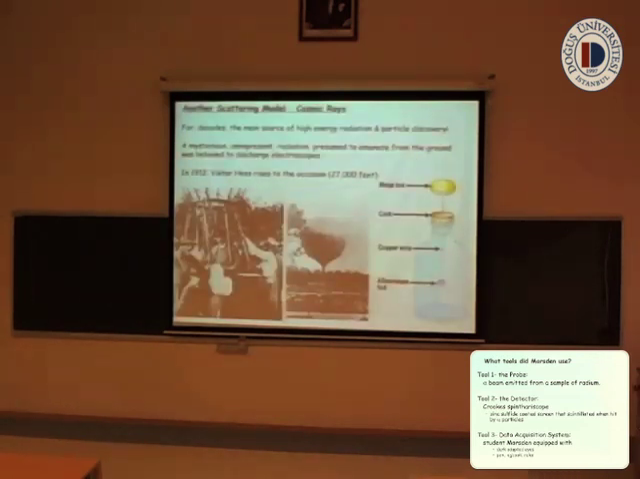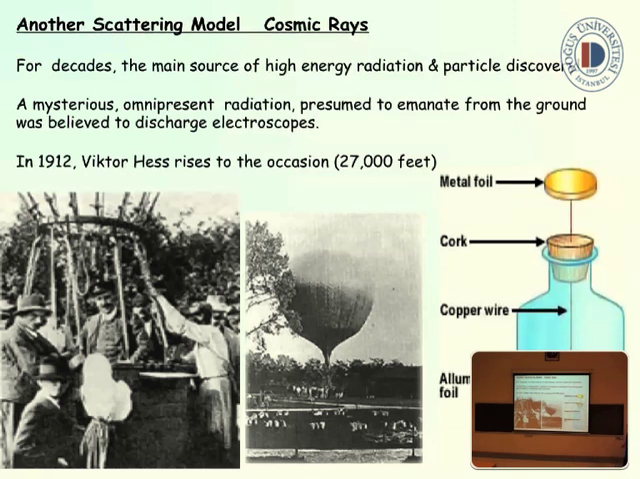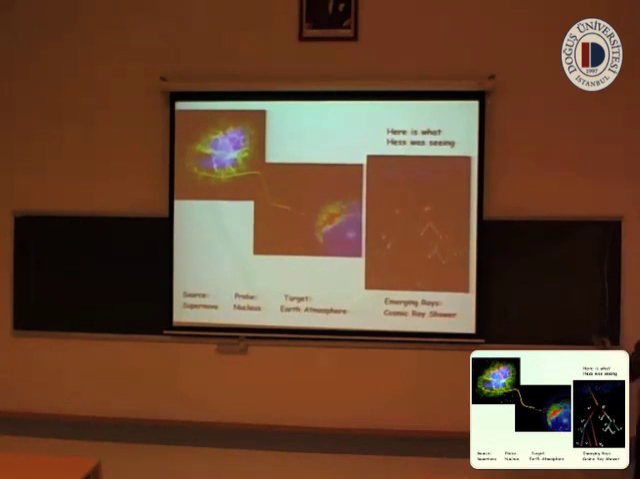So another example of the scattering model is cosmic rays. And here I just would like to mention that Victor Hess observed cosmic rays, and actually he came to the conclusion that they came from outer space. I don't want to talk about this experiment. I just would like to show you what he in principle saw. Now we are talking about our model, right? We have a source, it's a supernova. Then we have a probe, a nucleus. We have a target, this is Earth's atmosphere. And these are the emerging rays, a cosmic ray shower.